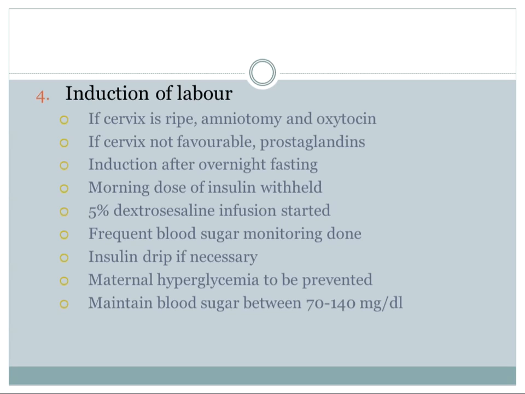And the rest of the management of labor is like any other patient. When the cervix is fully dilated, if necessary, forceps or vacuum can be applied for the delivery. And be on the lookout for shoulder dystocia. As I told you, diabetic babies are prone to shoulder dystocia, so you be alert. And after delivery, be on the lookout for any postpartum hemorrhage. Prevent postpartum hemorrhage.